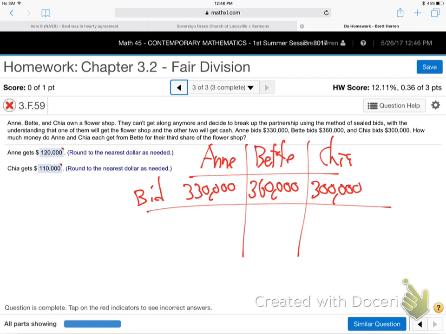Okay, now, first, is everybody good so far? Who gets the flower shop? Betty. Yeah, Betty bid the highest. Sealed bids, they didn't know. Turn them in. Betty gets the flower shop. Betty alone gets the flower shop.